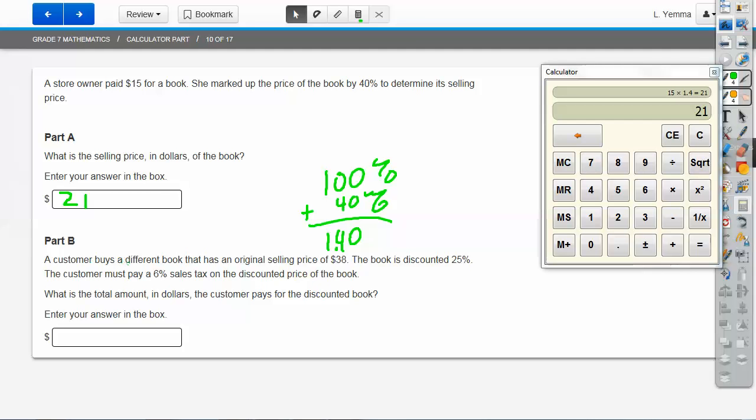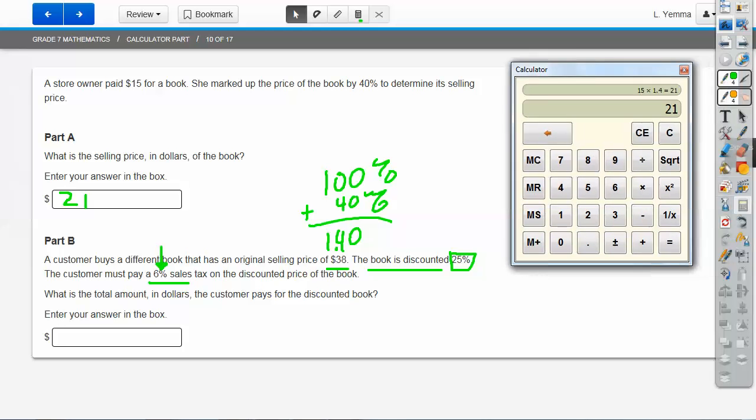So the customer buys a different book that has a sales price of $38, but the book has been discounted by 25%, and then we have 6% sales tax. So first I need to figure out what the discount is, because you only pay sales tax on what you spend, not what the original price is. So if my original price was $38 and it was discounted by 25%, that means 25% of the cost has now disappeared. So what percent of the cost remains?